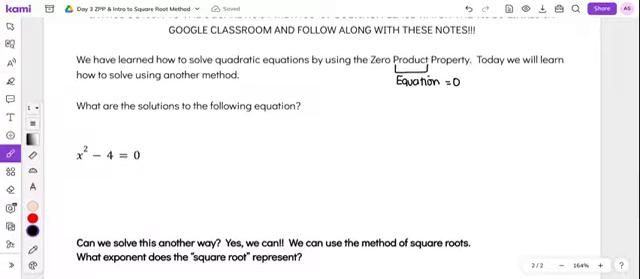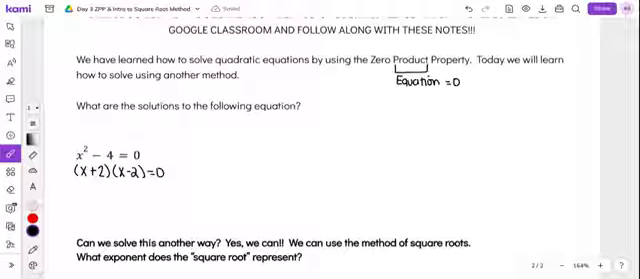Let's say we're given this equation in standard form. It's the difference of two perfect squares. And as of right now, the only thing we know how to do in terms of solving a quadratic is to solve using the zero product property, right? So we can go ahead and state that x squared minus 4 can also be the product of x plus 2 times the quantity x minus 2. And both of those are set equal to 0, right?